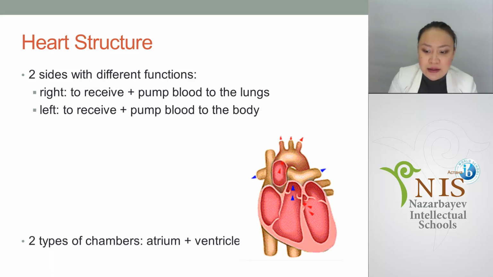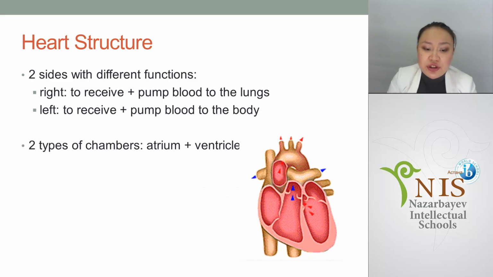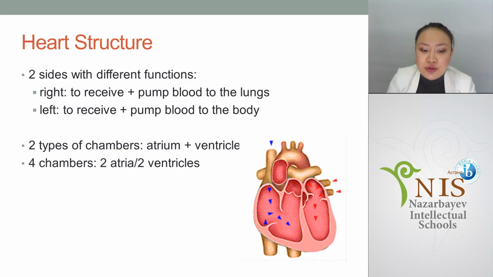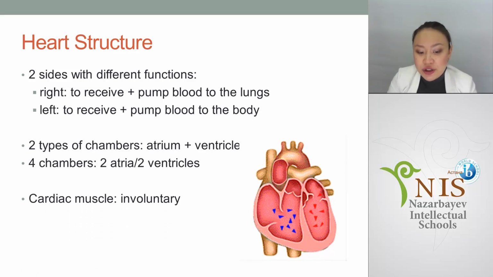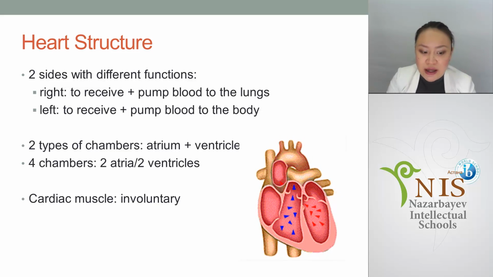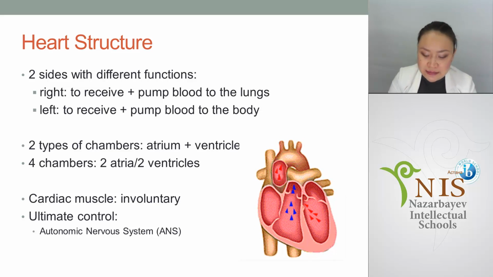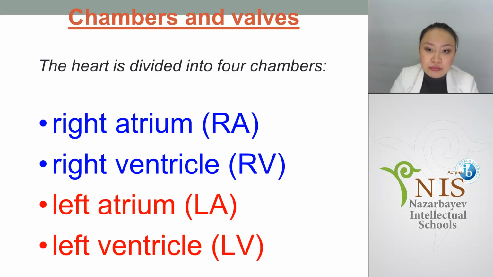You see here an animation of that, and two types of chambers. We have two types of chambers, atrium and ventricle. I will show it with the help of pictures now. 4 chambers, 2 atria, 2 ventricles, cardiac muscle which is controlled involuntarily. We already talked about that in our previous lesson. And the ultimate control is autonomic nervous system control.